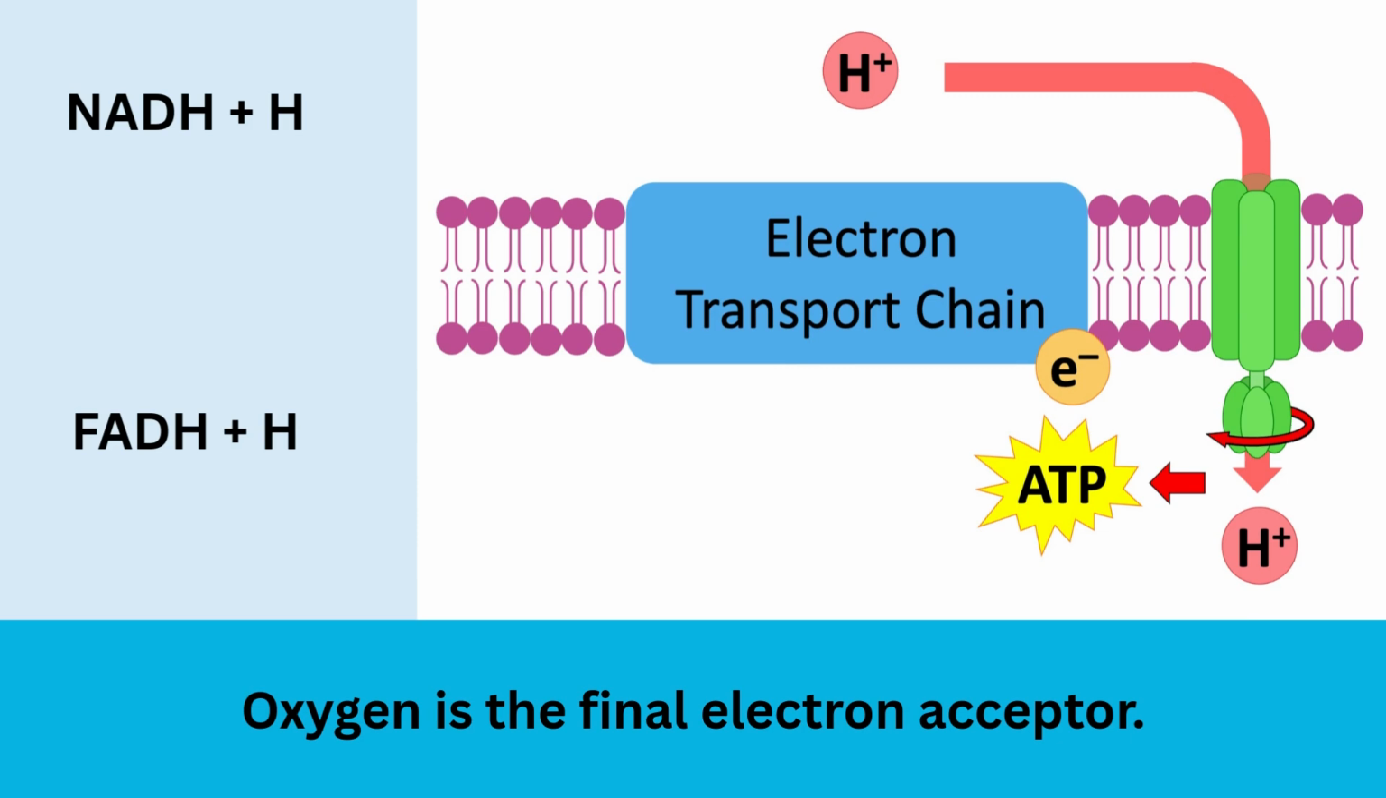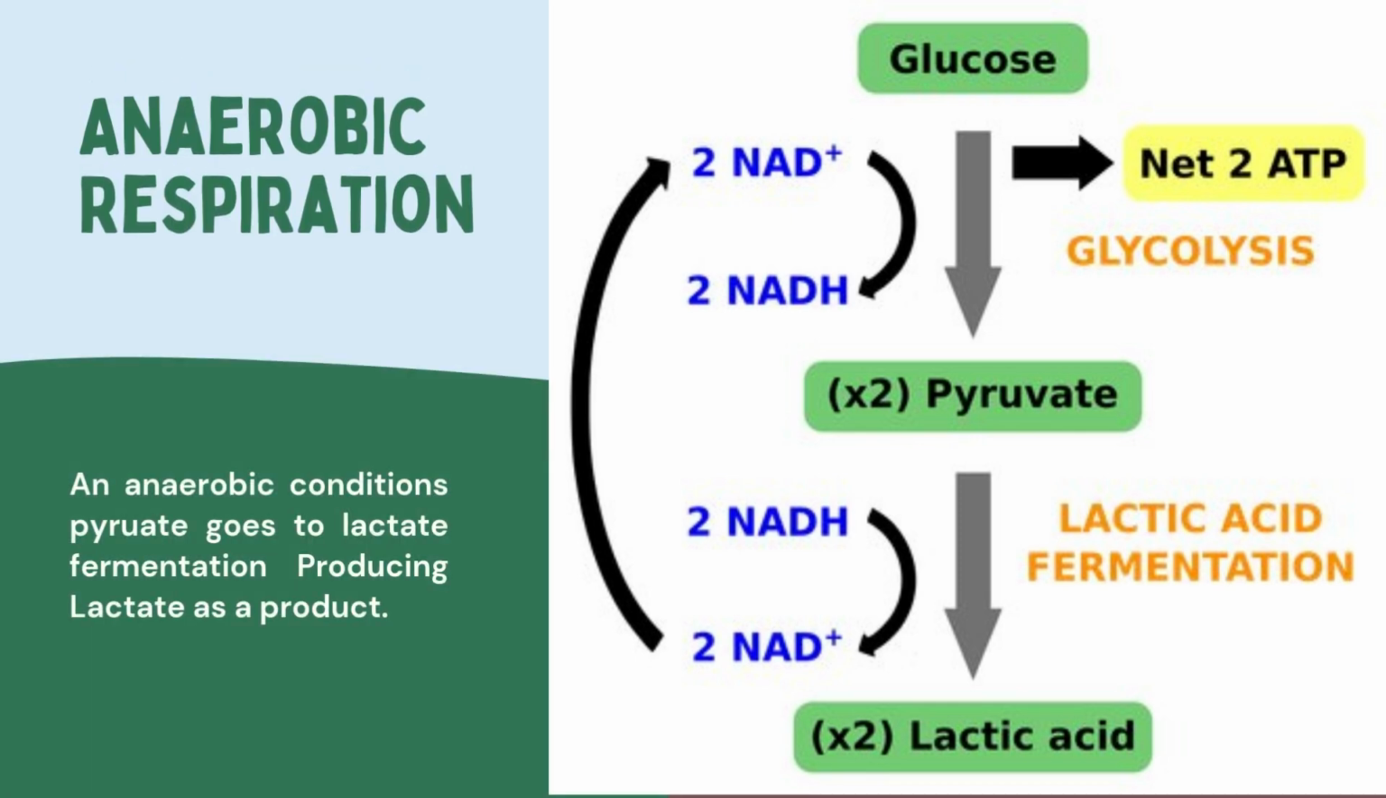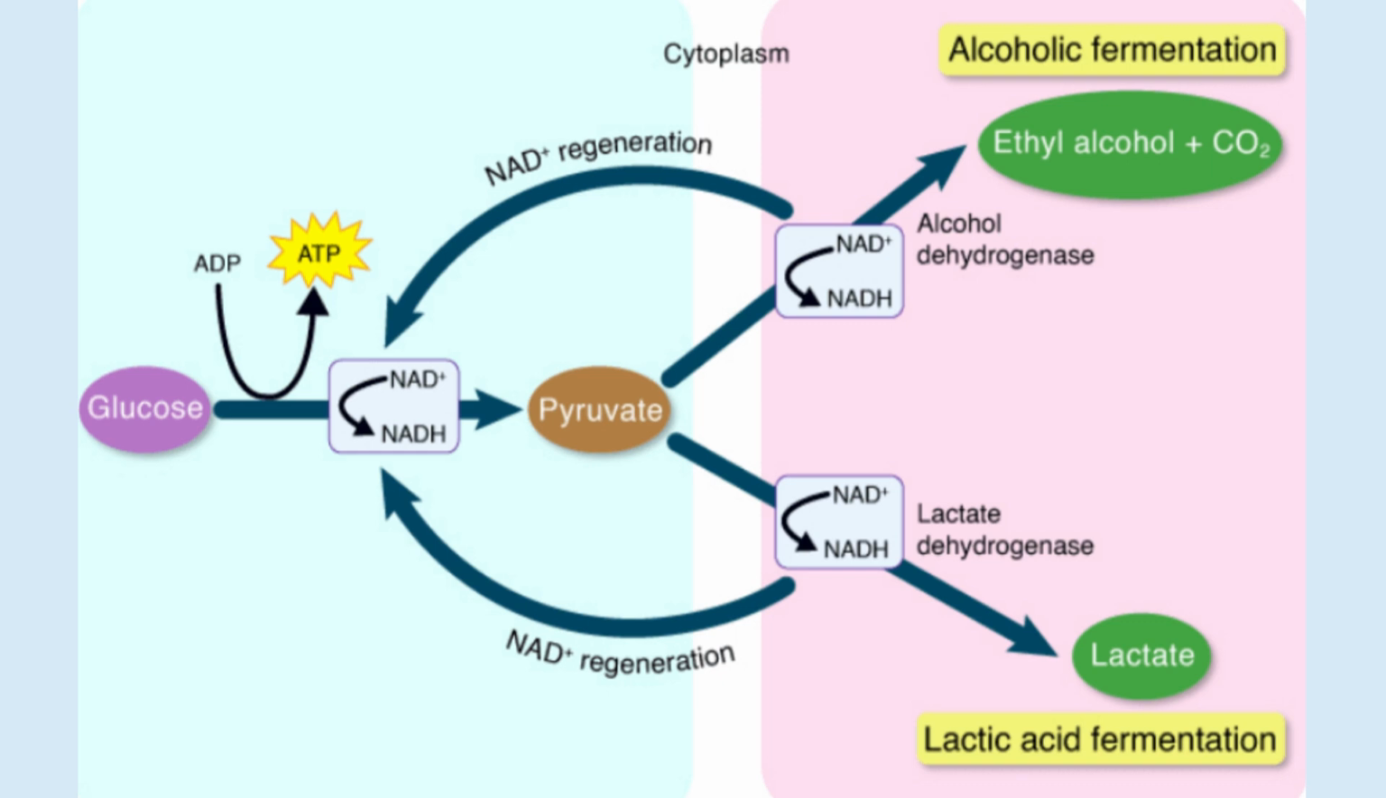Now if oxygen is absent, there will be anaerobic respiration or fermentation, and this is incomplete breakdown of glucose. In human muscles and some microbes, glucose is converted into lactic acid and ATP, and that process is known as lactic acid fermentation or lactate fermentation. And in yeast and some organisms, glucose is converted into ethanol, carbon dioxide, and ATP. So that process is known as alcoholic fermentation.